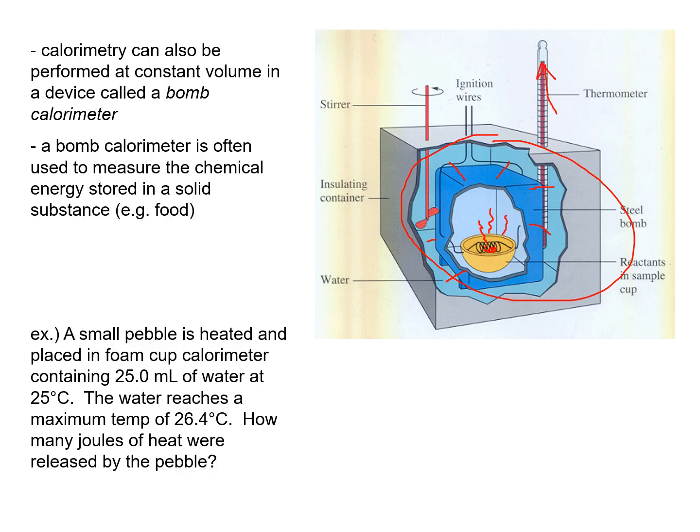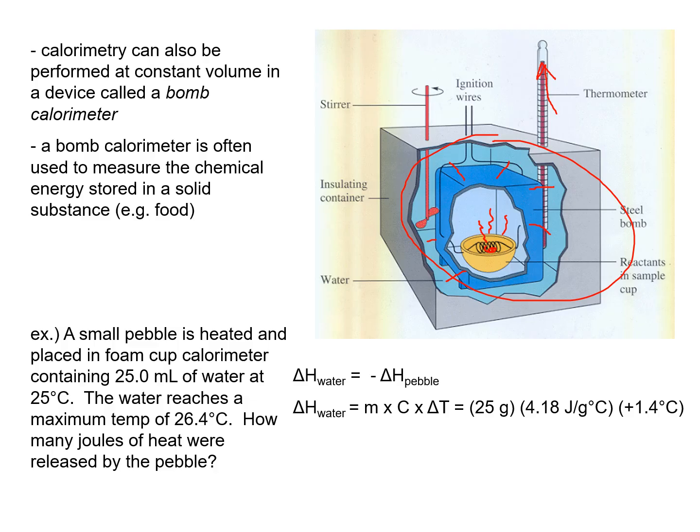So it says the water here reaches a maximum temperature of 26.4 degrees Celsius. So how many joules of heat were released by the pebble? Now, we don't know anything else about the pebble. We don't know what temperature the pebble got to. I don't know how big the pebble is. But I don't need to know all of that, because I know whatever energy came off of the pebble must have gone into the water. And I know all sorts of things about the water, right? So whatever heat that the water gained has to be equal to the heat that the pebble lost, all right?